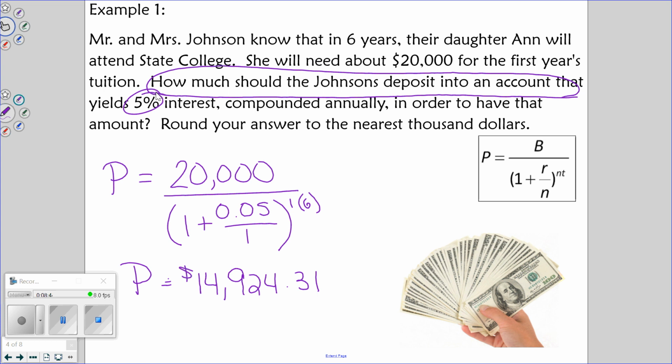What do the directions in this problem say? Nearest $1,000. So what would I round that to? 15,000. So this is an example where they want to put money in one time, right? They're just going to take a lump of money and throw it in this account. So if they put in $15,000, in 6 years they'll have $20,000. They'll make their money grow up to $20,000 by interest, so they have money for their daughter going to college. It's easy.